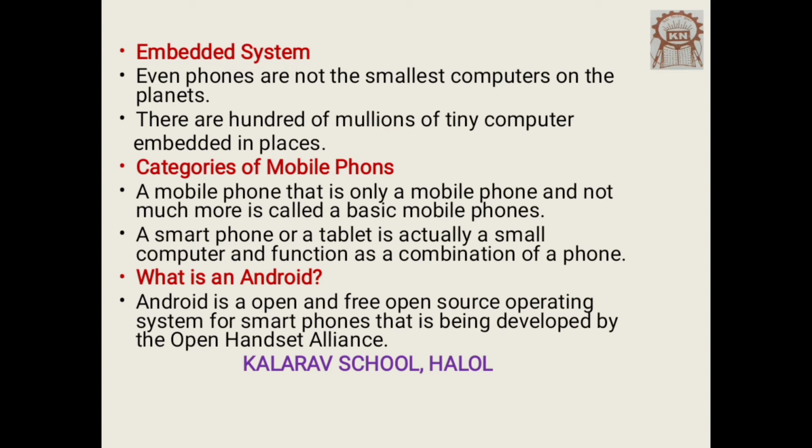Embedded systems. Even phones are not the smallest computers on the planet. There are hundreds of millions of tiny computers embedded in places, from industrial machines to car engines, from TV set-top boxes and DVD players to washing machines and microwave ovens. They are hidden everywhere. These computers are programmed for special purpose tasks. They typically have little or no user interface.